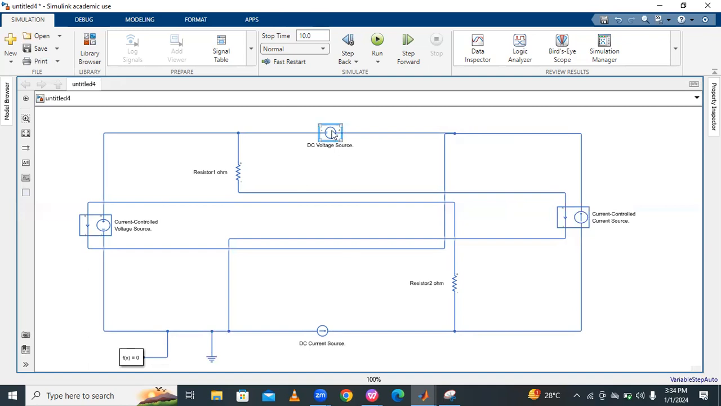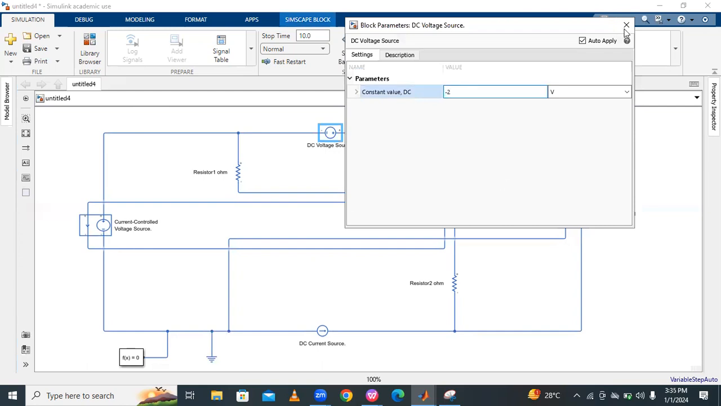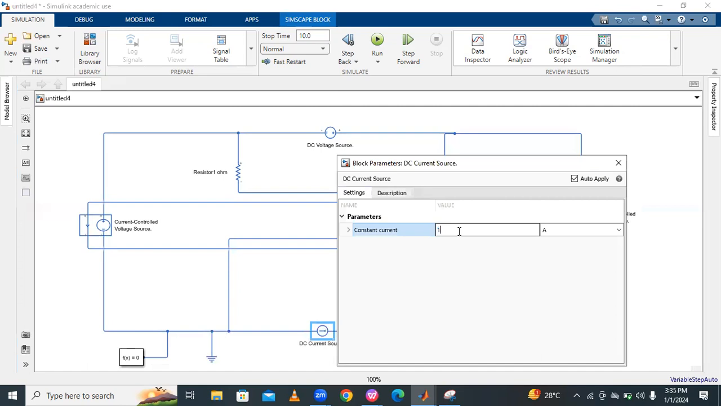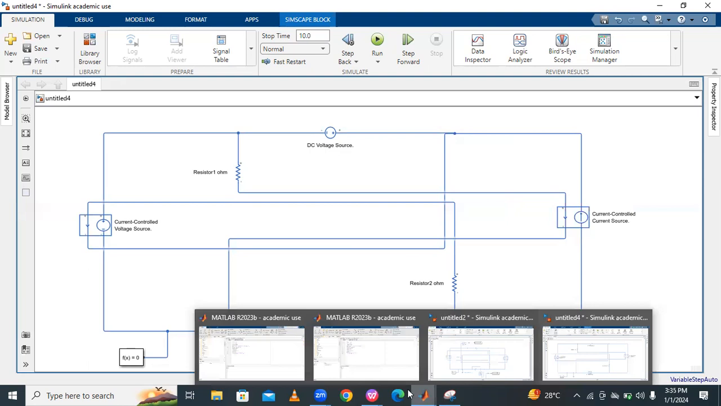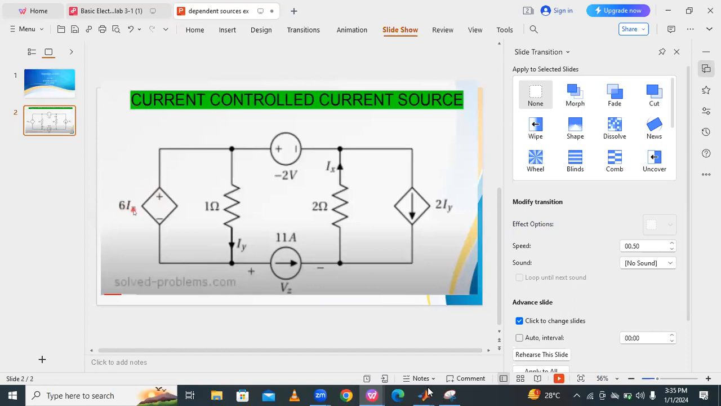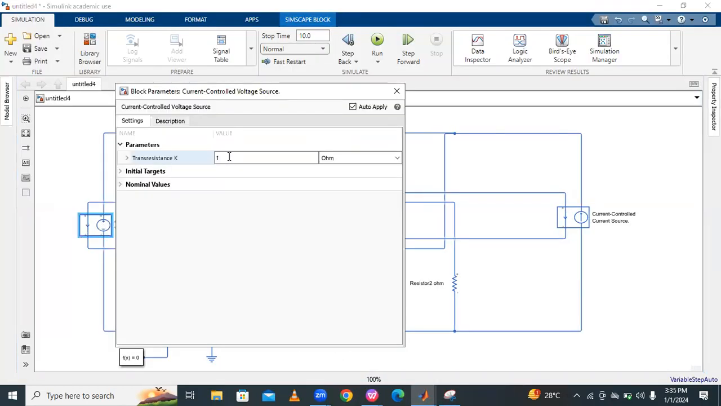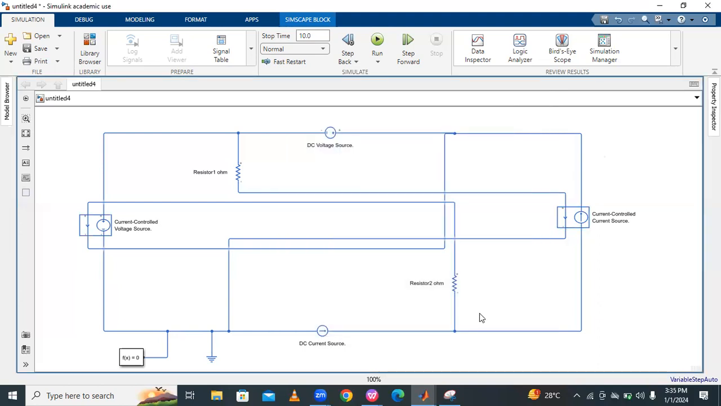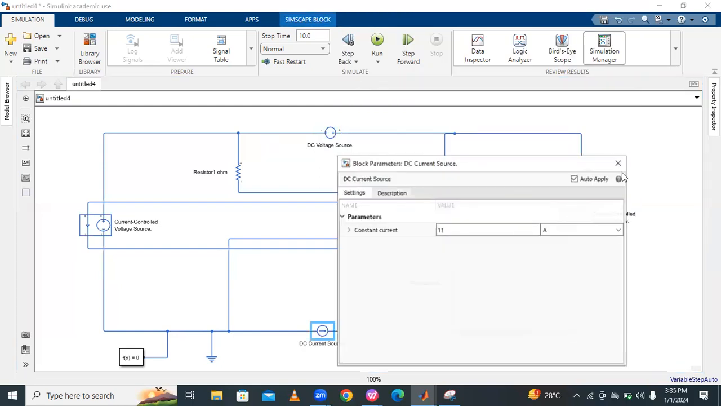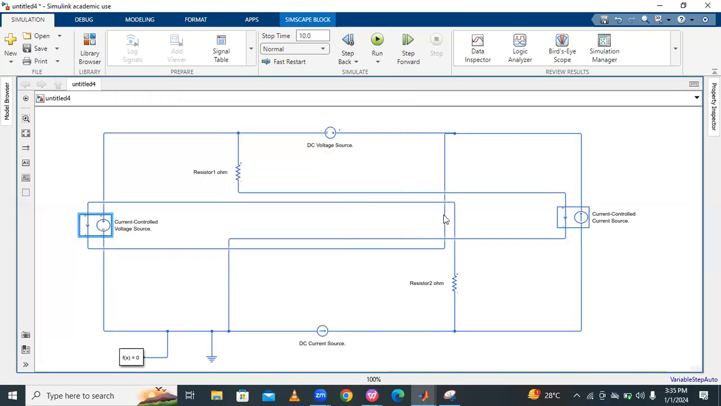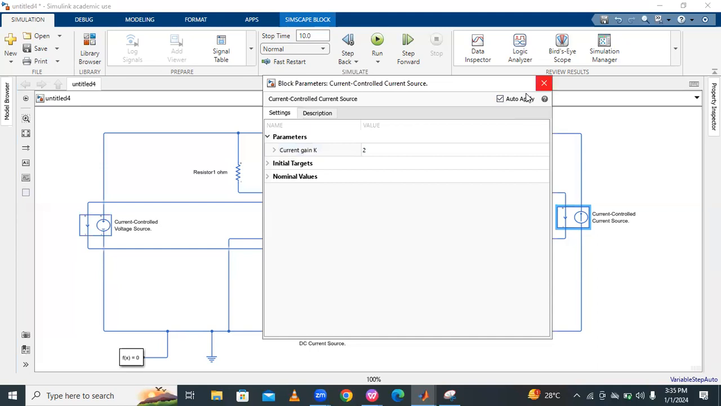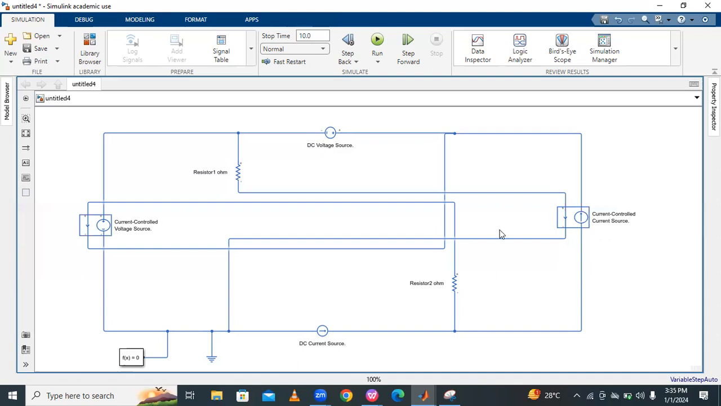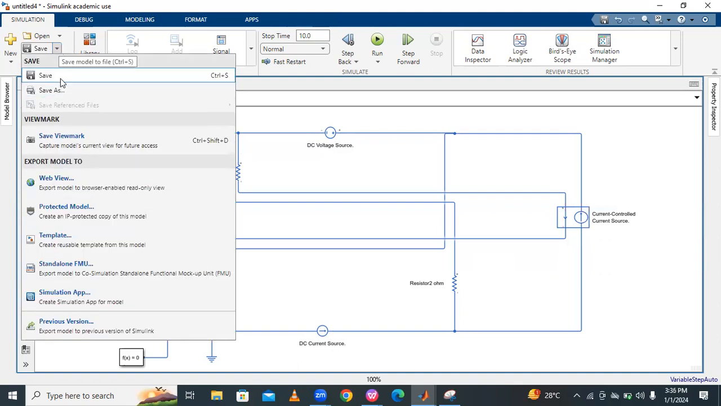And then what are the values? This voltage source is minus 2 volts. And this current source is 11 amps. Then 6 IX and 2 IY: here 6, and here 2, the current gain. So the connection is done, with the DC voltage source at minus 2 volts, the DC current source at 11 amps, the gains 6 and 2, and the 1 ohm and 2 ohm resistors. Everything is connected as per the circuit diagram. Then save.